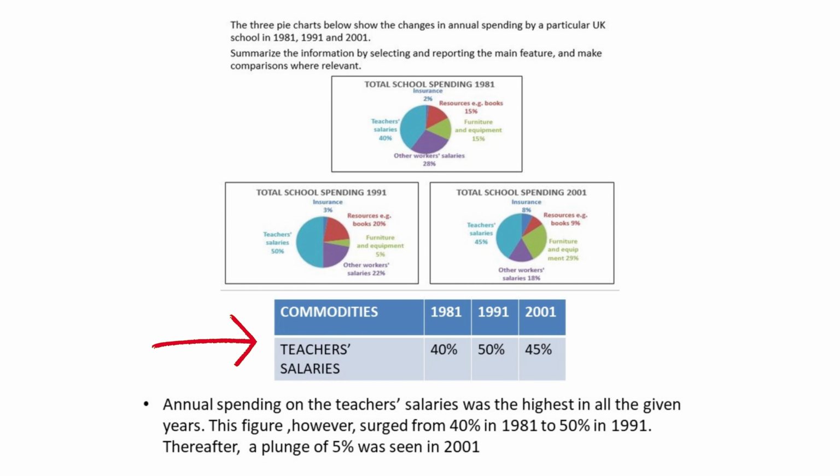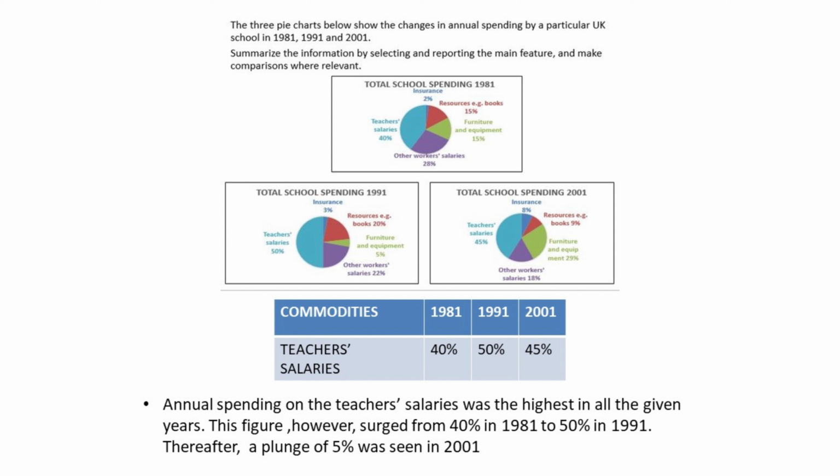You can see on the screen that I have a small table that is showing teacher salaries. In 1981, 40% was spent. In 1991, 50% was spent on teacher salaries. And in 2001, 45% was spent. Now we can see that the spending increased from 1981 to 1991, but it fell in 2001. So this is going to be my first point.